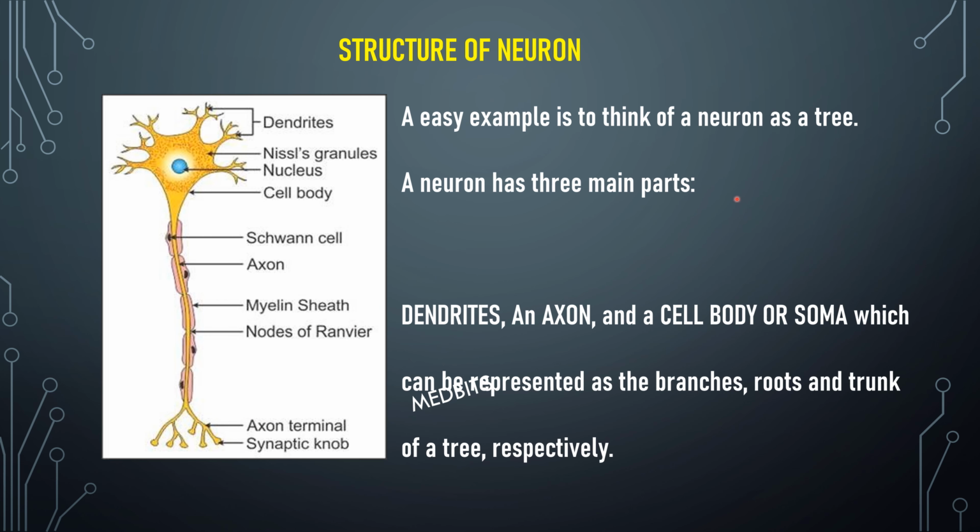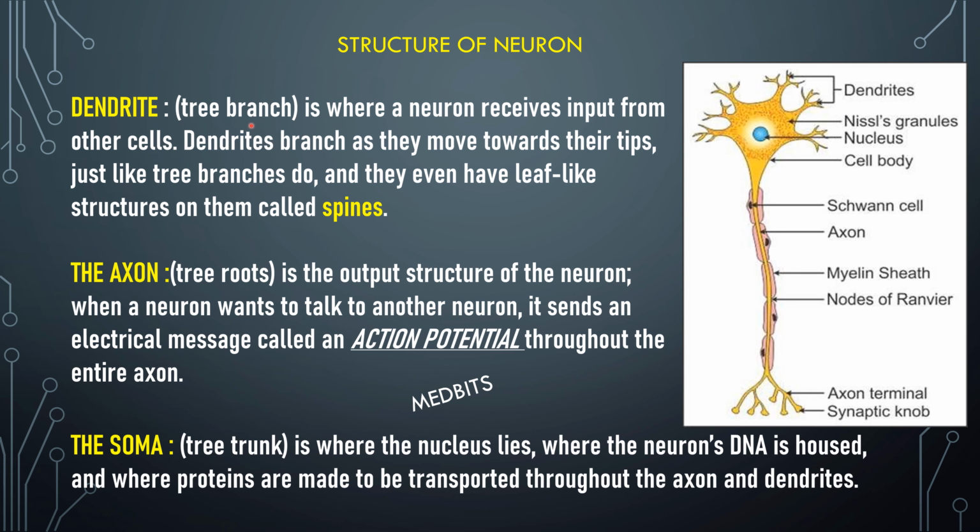Structure of neuron. An easy example is to think of a neuron as a tree. A neuron has three major parts: dendrites, axon, and cell body, or we can call it the soma, which can be represented as the branches, roots, and trunk of a tree, respectively. Now let's discuss the structure of a neuron.